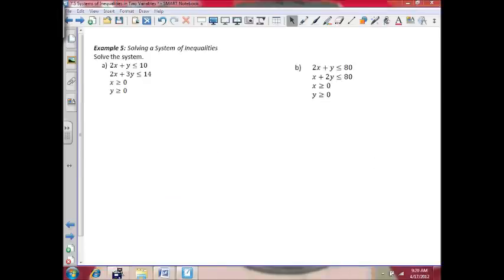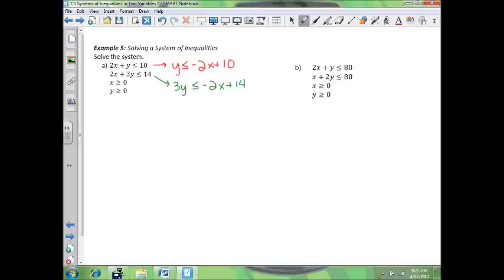Moving on to example 5. Again, we're going to be solving the system of inequalities. First things first, we need to get y by itself here. So this will be y is less than or equal to negative 2x plus 10. My second equation here will be 3y is less than or equal to negative 2x plus 14, which means y would be less than or equal to negative 2/3 x plus 14/3. So those are our equations there.